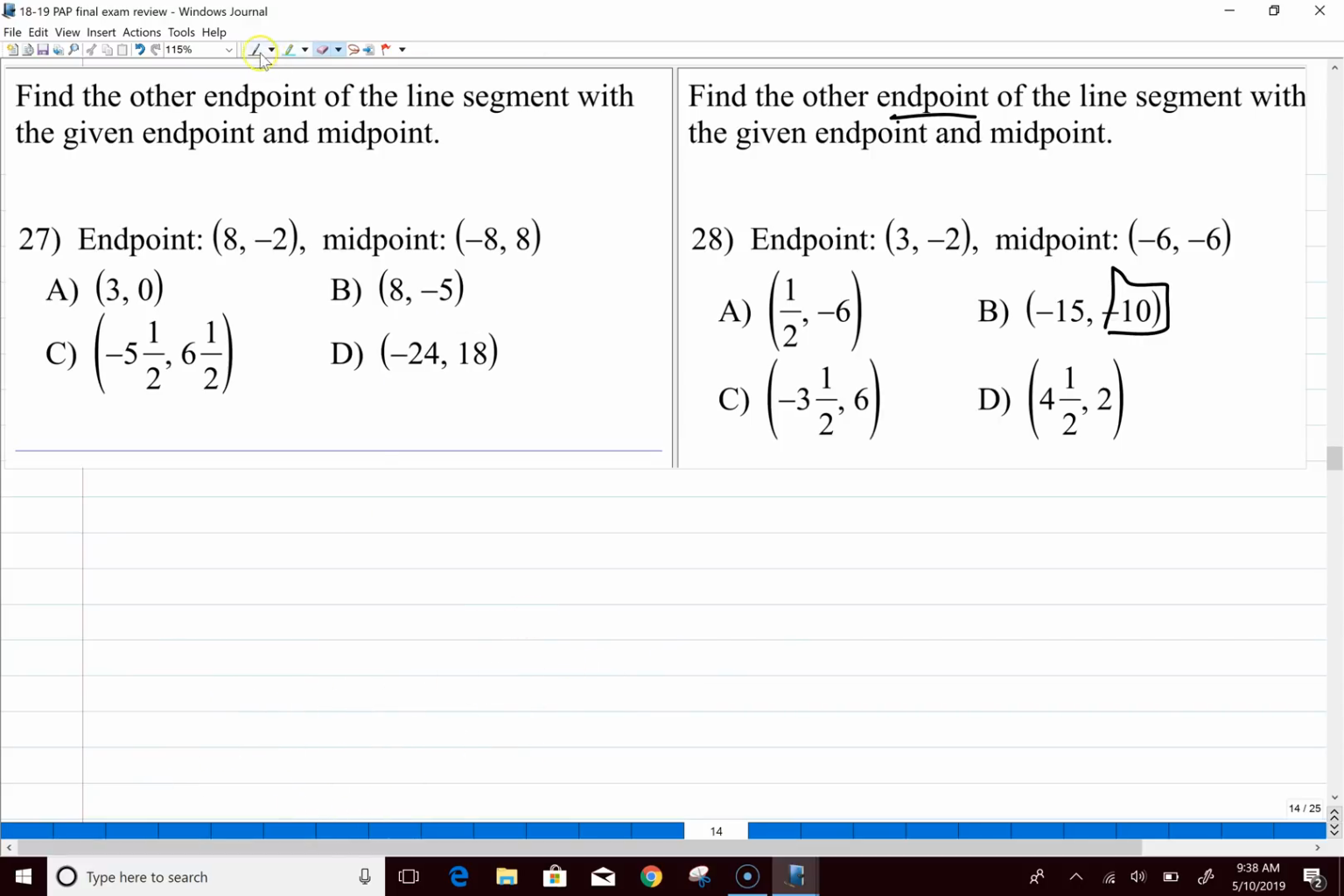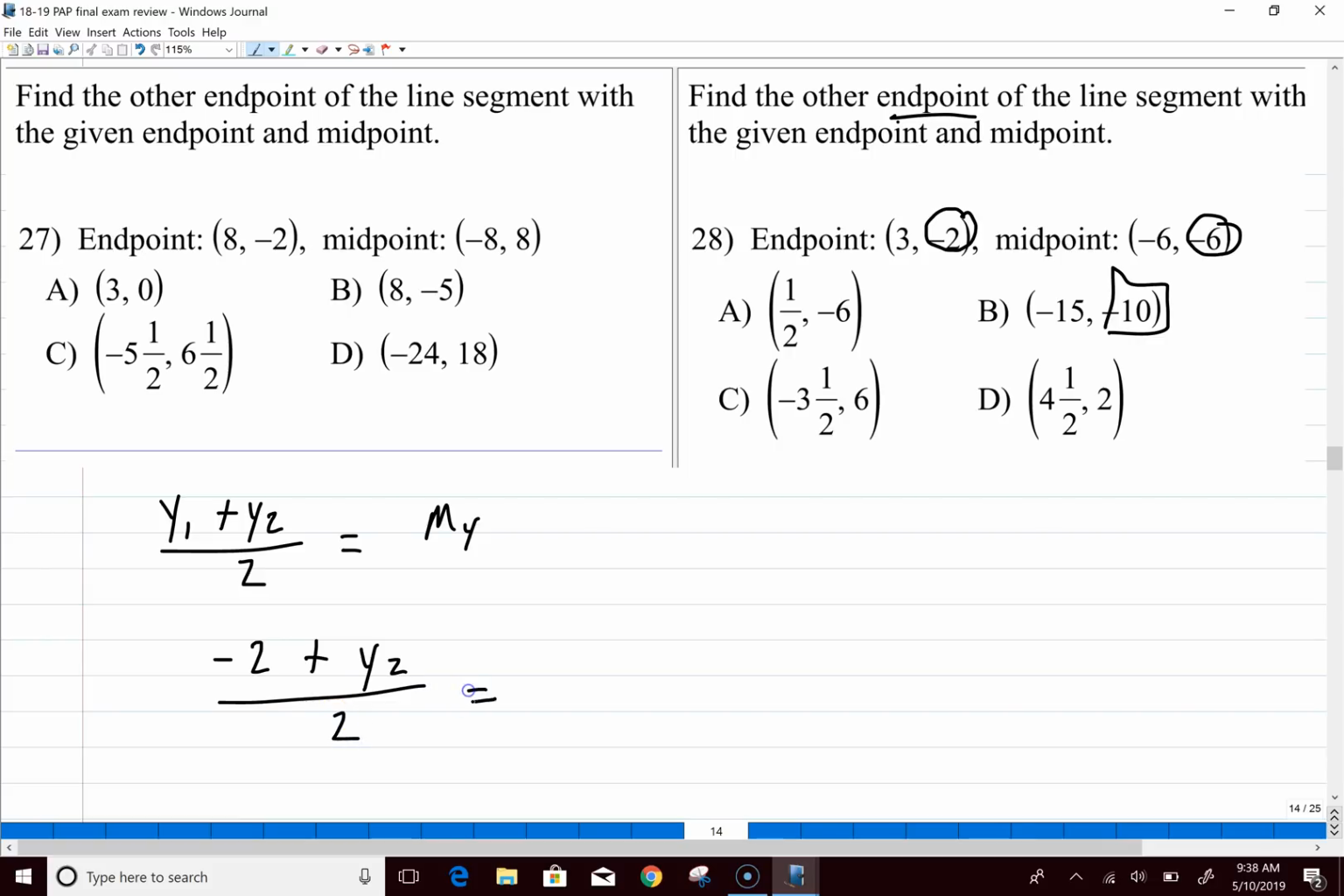Algebraically, if you want to do everything with algebra, we're only going to do the Y's again. You're going to do this. Y1 plus Y2 divided by 2 equals my middle Y. Well, do I know my Y1? Yeah, it's right here. It's -2. Plus the Y2 I do not know, divided by 2 equals the middle Y. Do I know the middle Y? Yeah, middle Y is -6.